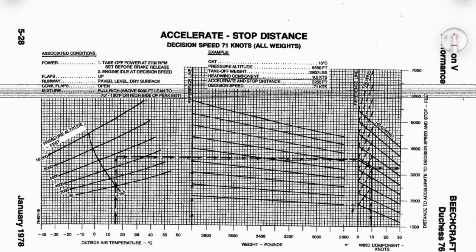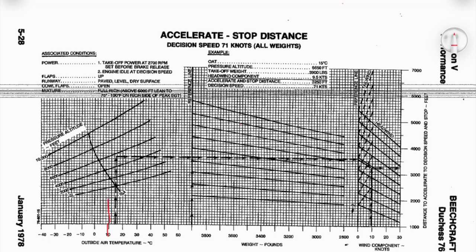50-foot obstacle. Note, any light twins below 6,000 pounds or with a stall speed below 61 are not guaranteed to climb. Therefore, our accelerate stop is always going to be the choice that we use in our area. To determine our accelerate stop distance, we're going to go to our chart and we're going to find our outside air temperature of 9 degrees.